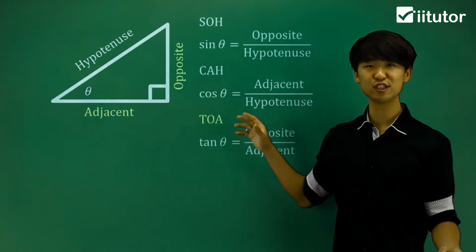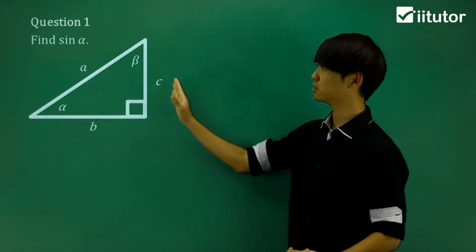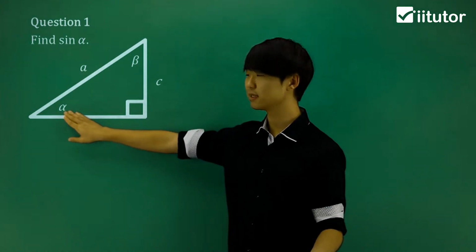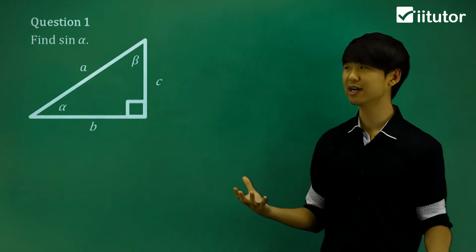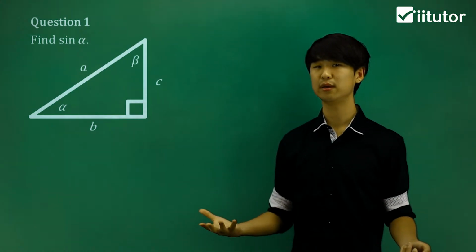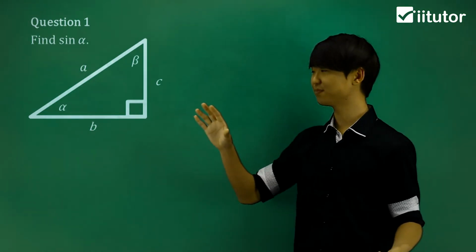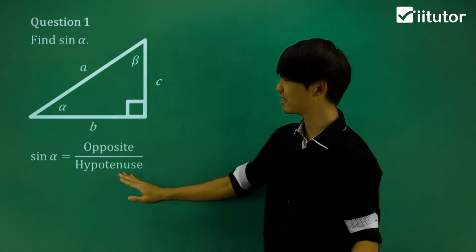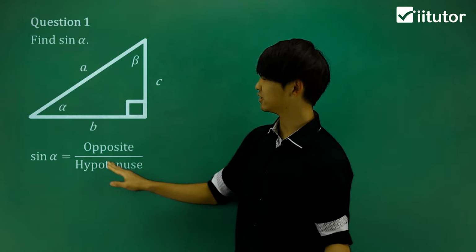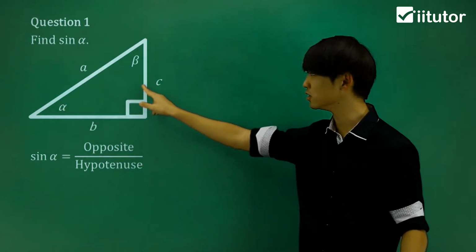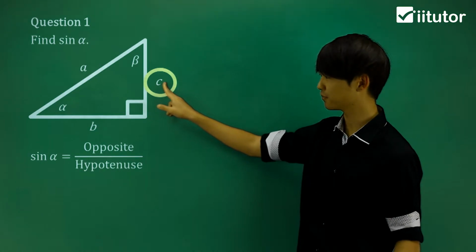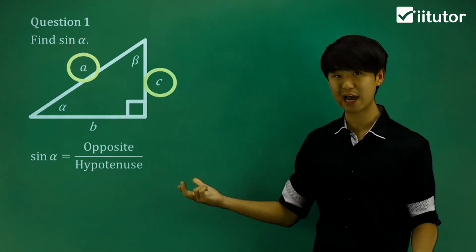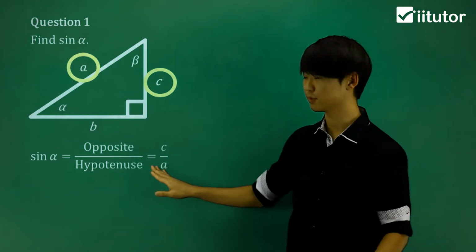So using these ratios, let's try and answer some questions. In question 1, we're going to have to find sine alpha, alpha being the angle here. Sine is going to be some sort of ratio. So what did we memorize before? We had SOH, so sine equals opposite over hypotenuse. That's one way we can memorize it. Now, the opposite of this alpha in this triangle is going to be given by C, that side length, and the hypotenuse, which we know is the longer side, is going to be A. So sine alpha equals C over A. That's the ratio that we have.